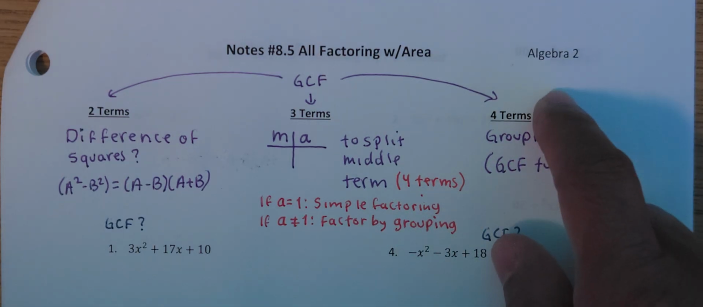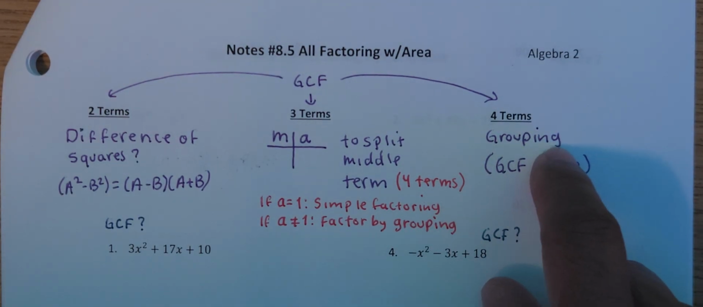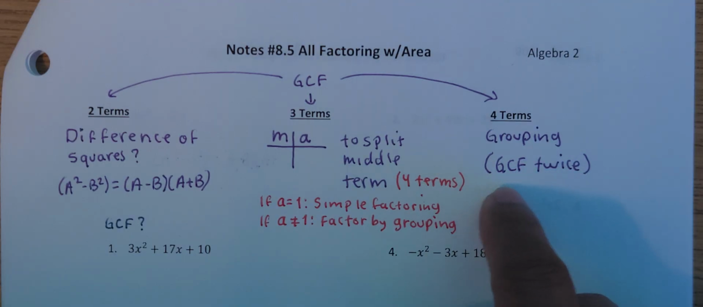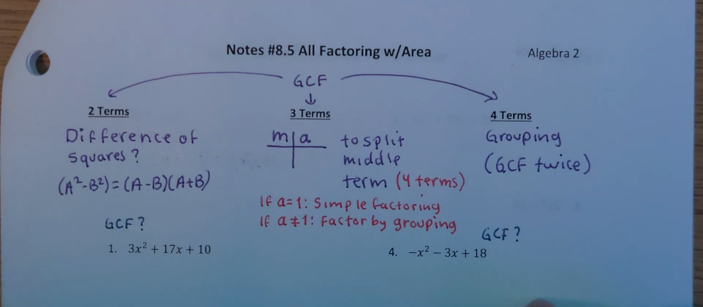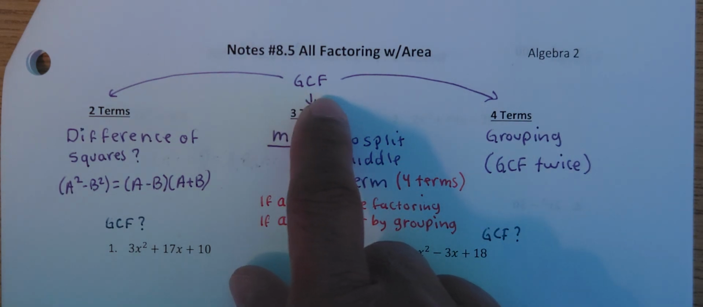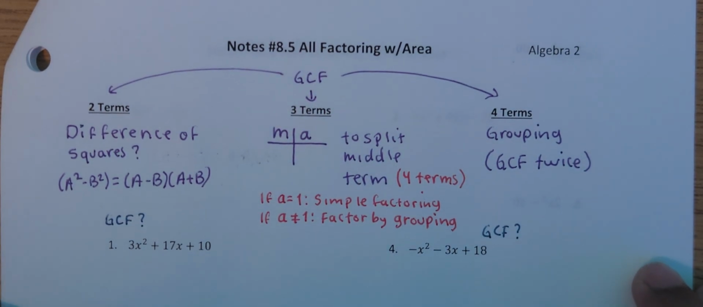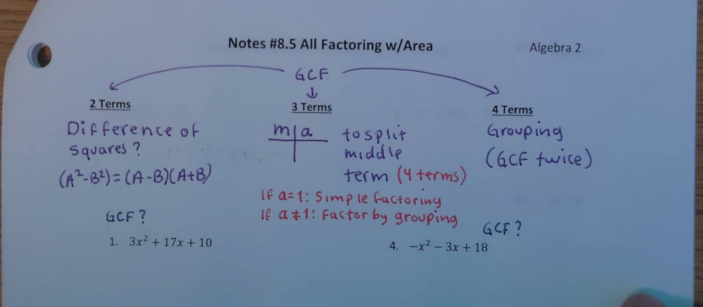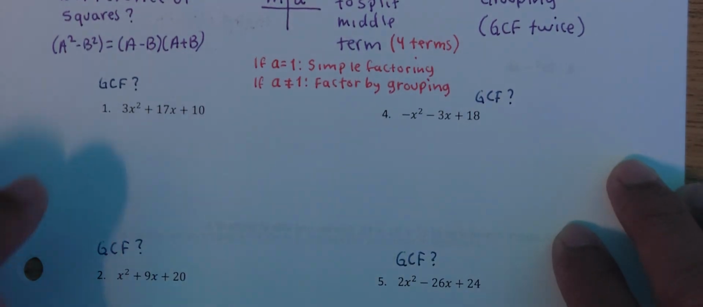If you're given a polynomial that has four terms, then you can use grouping, which means you get to use GCF twice. With that said, on every single problem, make sure that you check to see if there's a GCF. I'm going to do the first page in this video, and then I'll do the second page on the next video. So let's start with number 1.